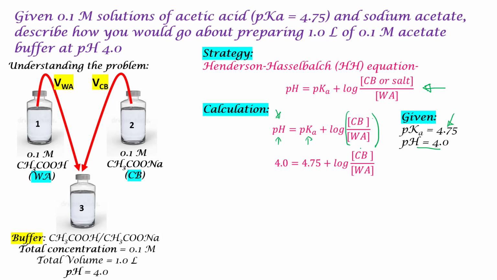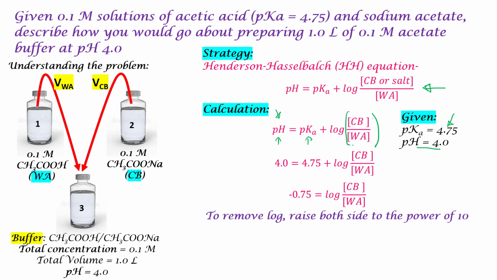So I put the 4 there, 4.75 for the pKa, and then I'm going to do the calculation as we've done in our other problems. And eventually, if you remember, if we need to get rid of the log term, we have to raise both sides to the power of 10. So when you do that, you're going to end up with 10 to the power of negative 0.5 on the left side. And we're going to also raise this side by 10 to the power, so it's 10 to the power of log of conjugate base concentration over weak acid concentration.